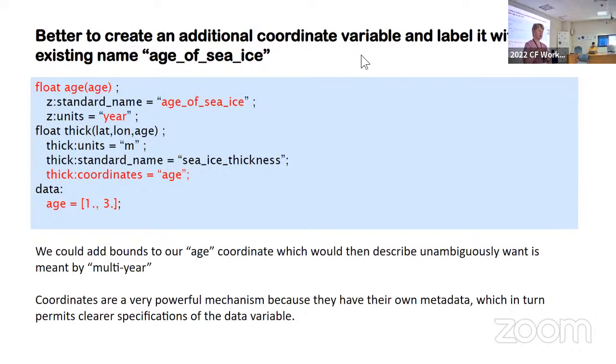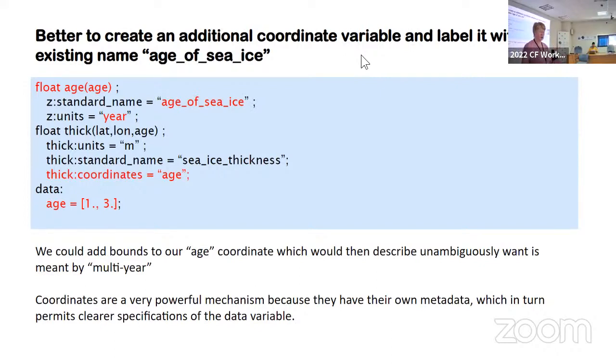We can put them as a dimension on our sea ice thickness variable, label them with a coordinate variable, and we can specify, again, values just as we did with the other coordinates, and we can put bounds on it. So we can say year-old sea ice means between 6 months and 18 months. We can encode all that for free just using the coordinates attribute or metadata element, if you like.